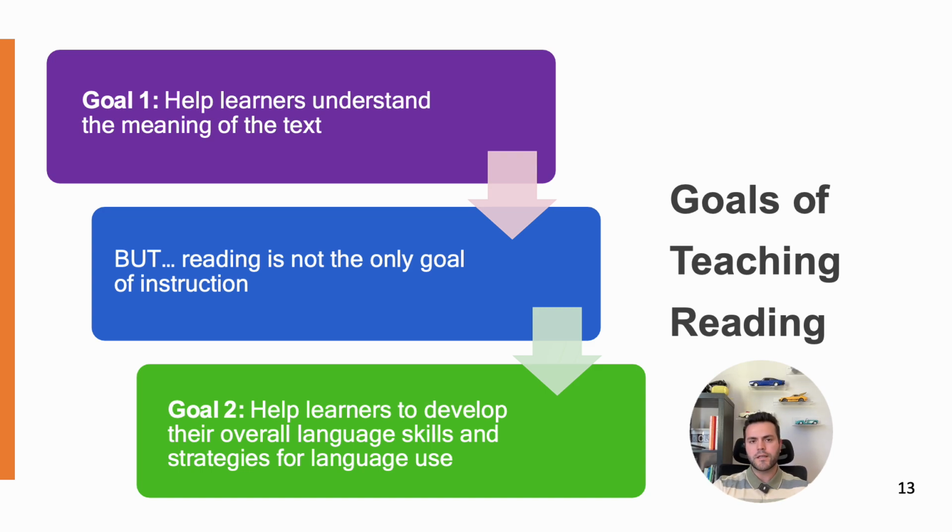of language proficiency. And that brings us to goal 2, which is to help learners develop their overall language skills and strategies for language use. That means improving vocabulary, grammar awareness, discourse strategies, critical thinking, and even writing and speaking through reading. So teaching reading is about understanding texts, but it's also about helping students become better language users overall.